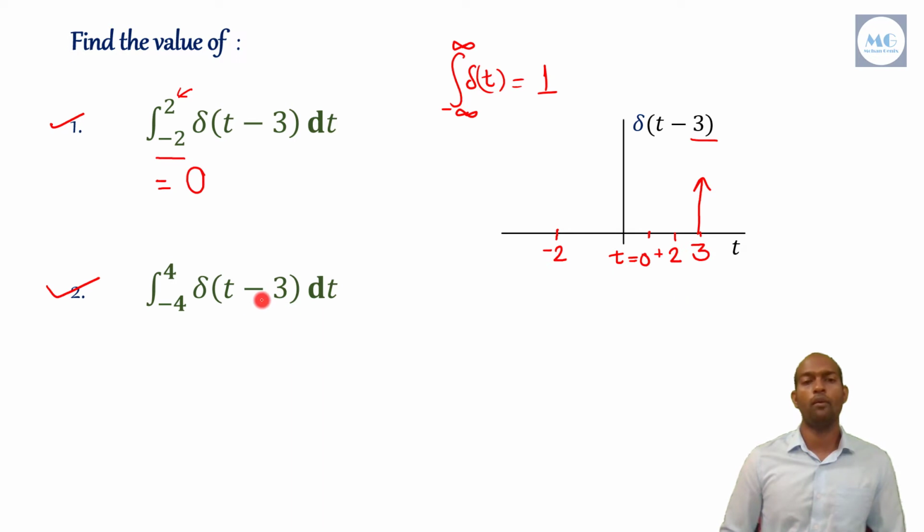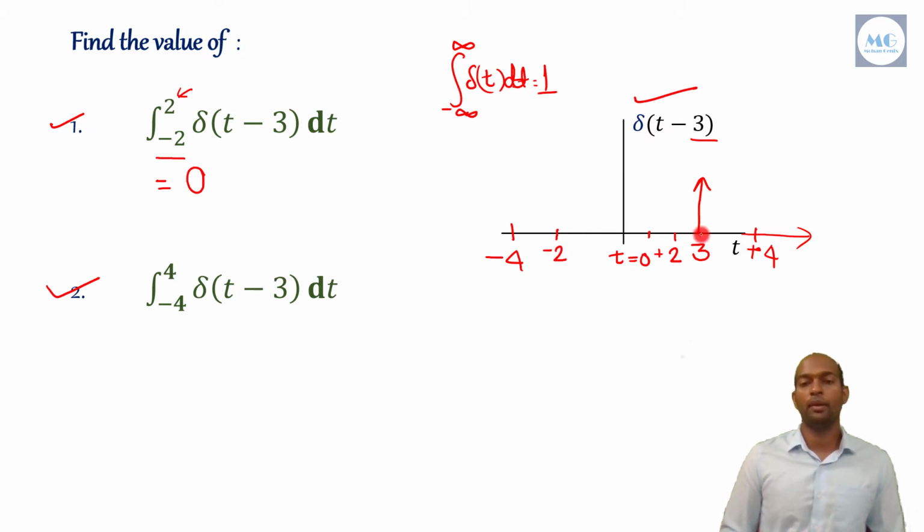So let's move to our second question. Integration from minus 4 to plus 4 of del t minus 3. This function remains the same, but the integration limits change to minus 4 to plus 4. Suppose here it is plus 4. As we know, the integration from minus infinity to infinity of del t dt is 1. I forgot to write dt here, so don't get confused with this.